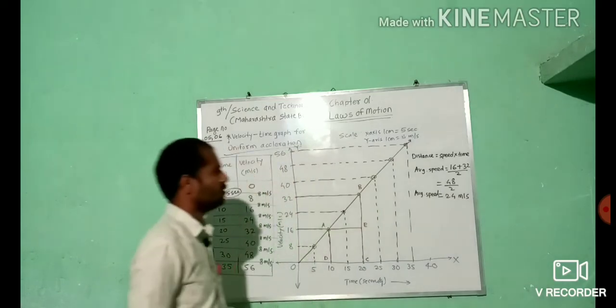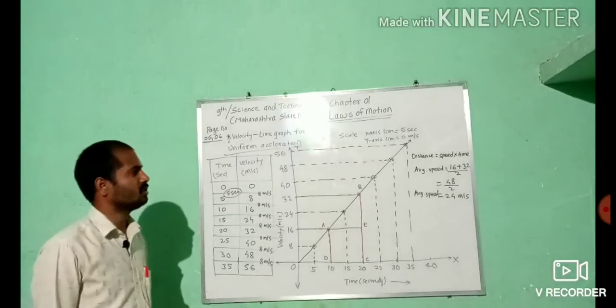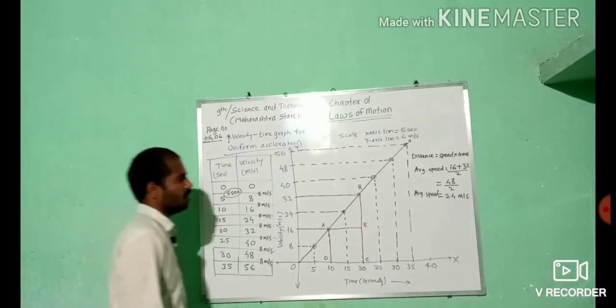Why did we find that average speed here? Because there is a change in velocity, there is a change in speed. Since it has changed, we have to take the average.